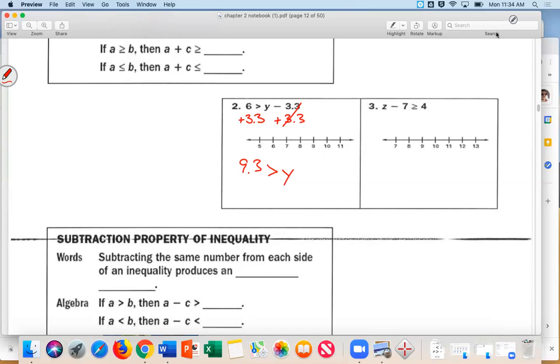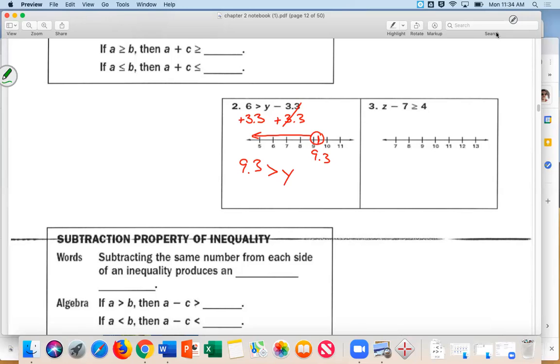So now I have 9.3 is greater than y. So I'm going to put a point in here. I'm going to call it 9.3. It's going to be an open circle. And I'm not eating the y, am I? So since I'm not eating the y, I'm shading to the left. Sound good?